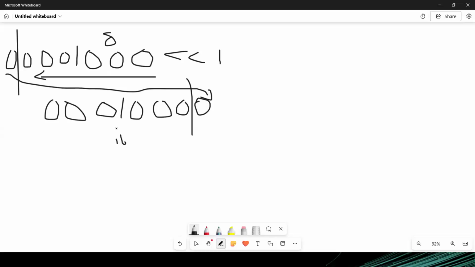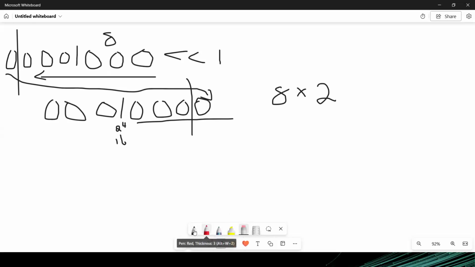Because this will be 2 raised to power 4, and every other thing will be multiplied by 0, so there's no need checking it. So this will just give us 16. This is equivalent to 8 multiplied by 2 raised to power n. And in this case, n is 1.